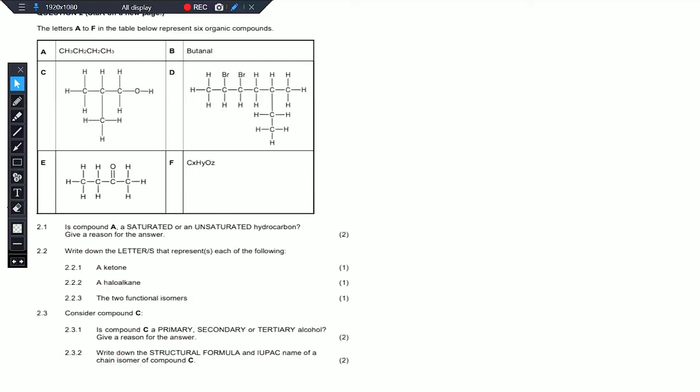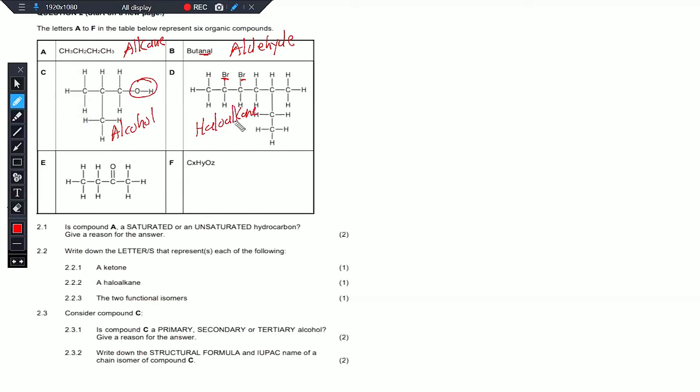Okay, so now we are on question two. It says, the letters A to F in the table below represent six organic compounds, right? As we already know the strategy, the first thing that we have to do is try to identify the homologous series to which each and every organic compound here belongs. So this here, we can see that it is just a straight chain alkane, which is a hydrocarbon, so a saturated hydrocarbon. So that has to be an alkane. With butanol here, because of the suffix, we can tell that this is an aldehyde. Compound C, because of the OH there, we know that this is an alcohol. And D, because of the bromine atoms, we know that this should be a haloalkane, right?